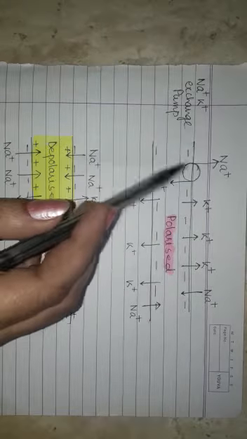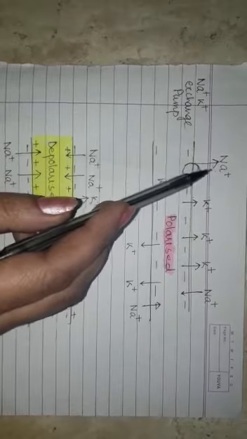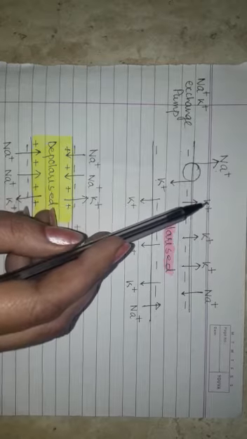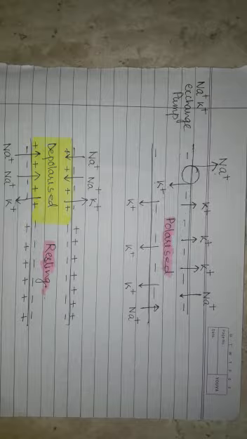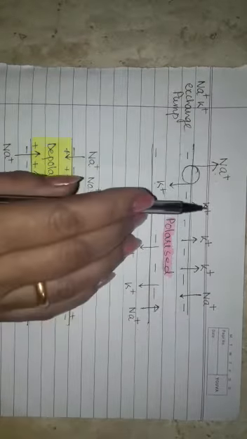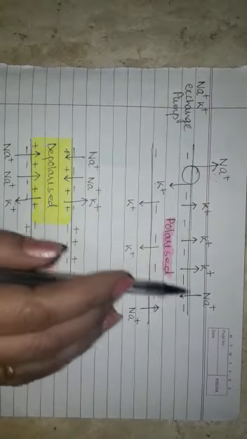That is, when 3 sodium ions move towards the outer surface, then only 2 potassium ions can enter inside the cell. So for 3 sodium ions going out, 2 potassium ions enter the cell. As a result, the outer surface of the axonal membrane becomes positively charged, and the inner surface of the axonal membrane becomes negatively charged.